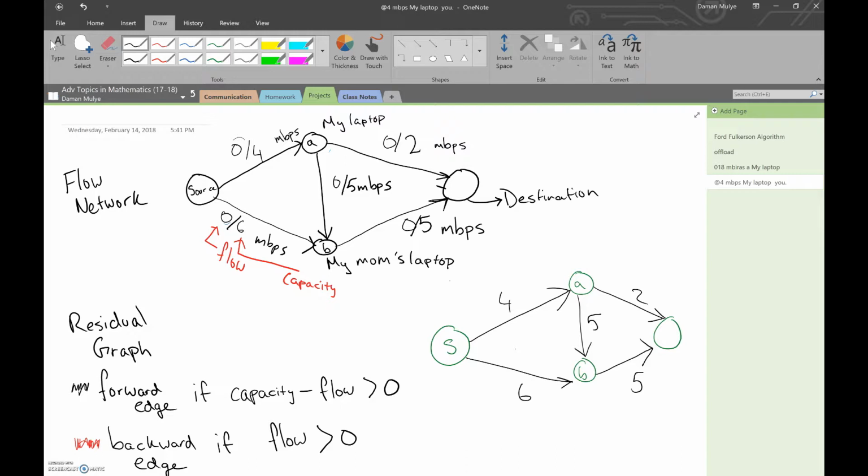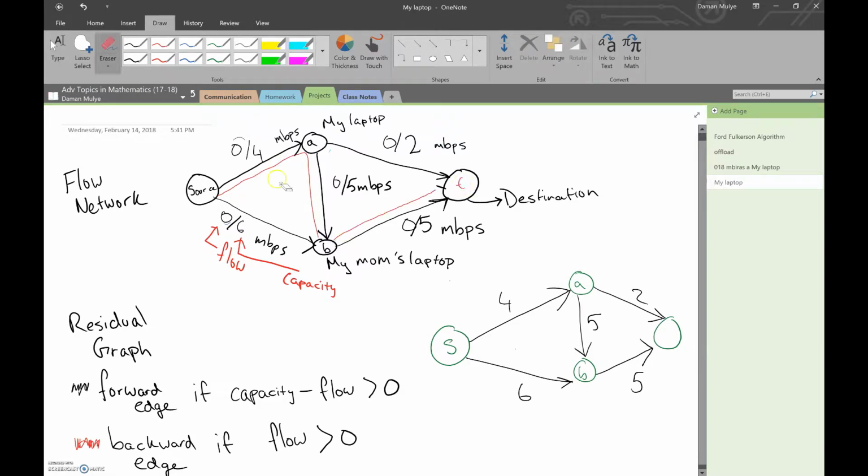But to begin, I'm going to pick a path at random from the source to the destination. So I'm going to go from source to A to B to destination. And the maximum amount of data that I can send through this path is limited by 4 megabytes, right? Because of this edge, I cannot send more than 4 megabytes through that edge. So I'm going to update all those values and add 4 there.